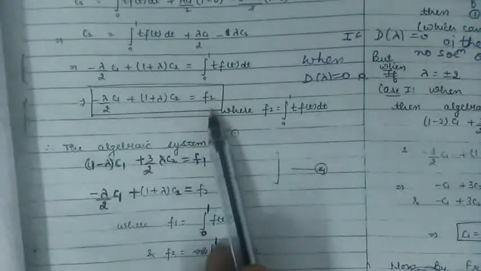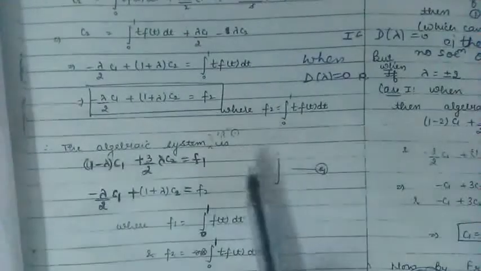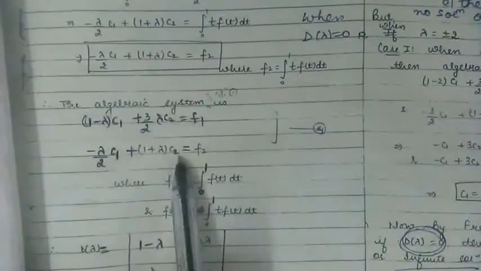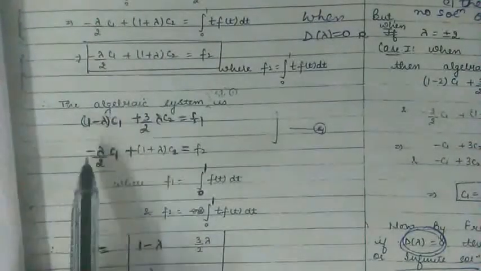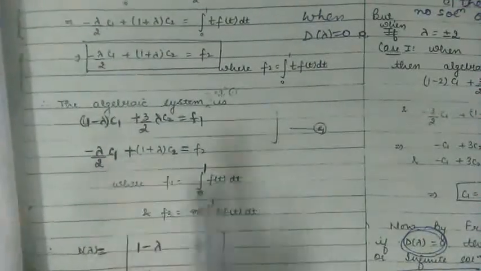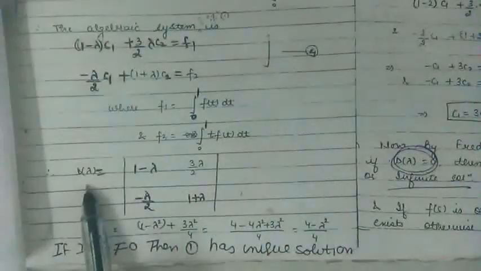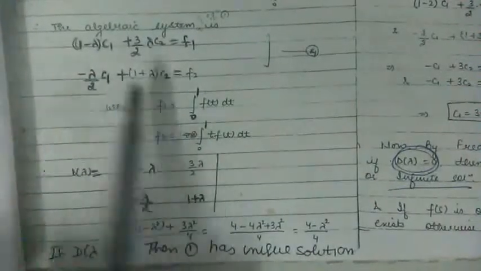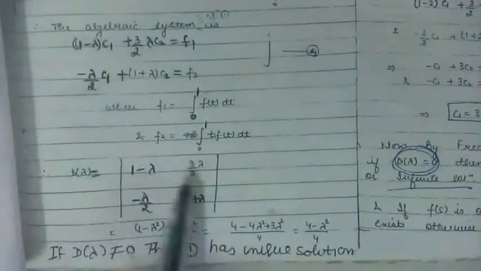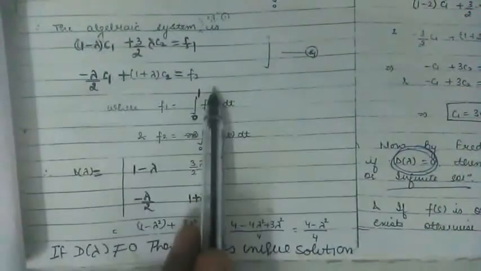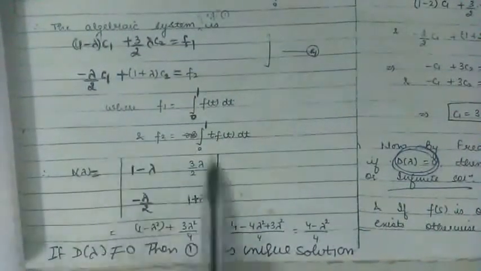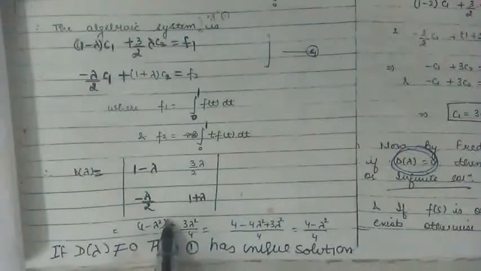So thus we have obtained the corresponding algebraic system of the given integral equation, which consists of these two equations in the unknowns c1 and c2. Now let us find the determinant of this algebraic system, which is obtained from the coefficients of c1 and c2. In the first equation we have the coefficients 1 minus lambda and 3 by 2 lambda. In the second equation, the coefficients of c1 and c2 are minus lambda by 2 and 1 plus lambda. So this is the corresponding determinant of the algebraic system.